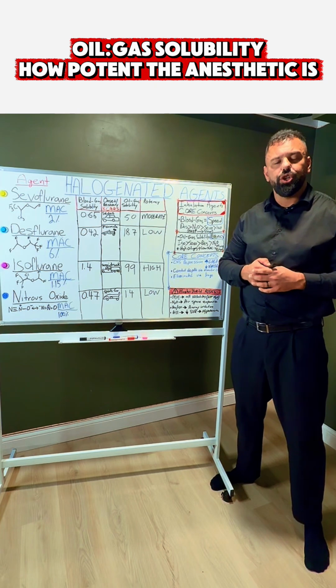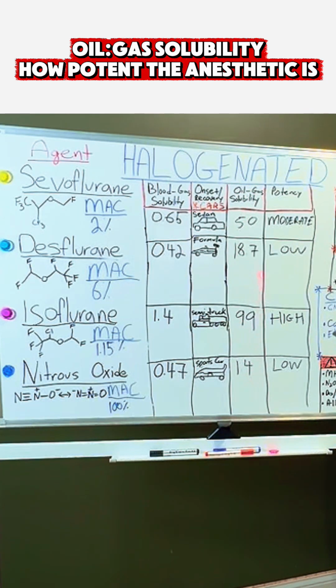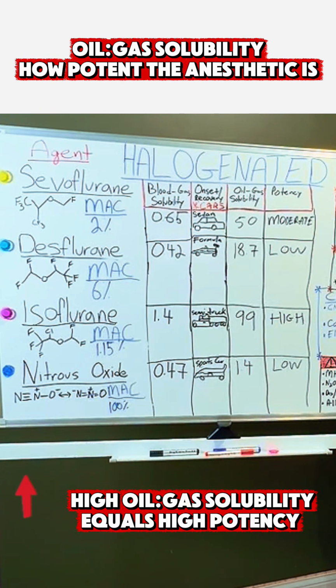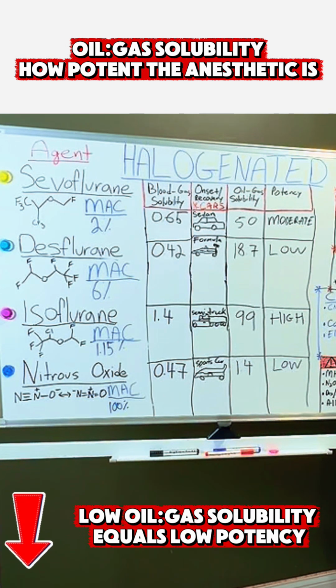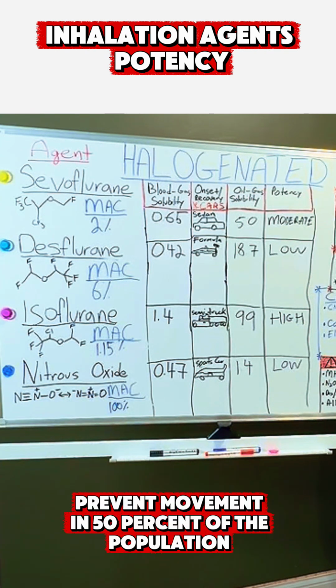Now let's move on to the second major concept: oil gas solubility. Oil gas solubility determines the potency of the anesthetic. And that is going to be right here. That's the oil gas solubility, and then this is the potency of each anesthetic. The key rule here is high oil gas solubility means high potency. Low oil gas solubility means low potency. And clinically, we measure potency using MAC, which stands for minimum alveolar concentration. And essentially what MAC is, it's the concentration required to prevent movement in 50% of the patients in response to a surgical stimulus.